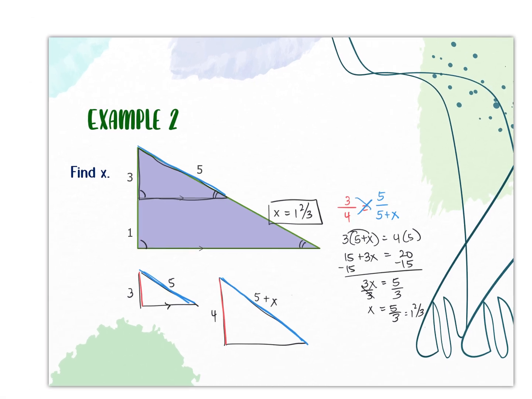So again, I just set up my proportions. For example, like we did here, the left side of the small triangle over the left side of the large triangle, which would be the 3 plus 1.